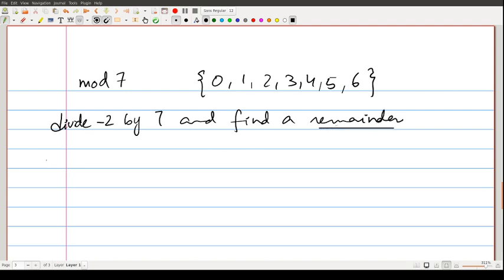One way to do that is, of course, just to divide it and write it. Minus 2 can be written as minus 1 times 7. So minus 1 times 7 is minus 7, and then I add 5 to it to get the remainder, and so this is my remainder. The reason I did this was to keep this remainder positive. This remainder can't be negative.